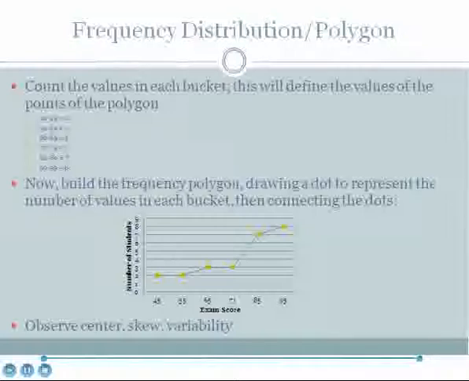The skewness is evident toward the high end of the set of exam scores. The data is also clearly quite variable. There are a number of people with low exam scores in the range of 40 to 70.